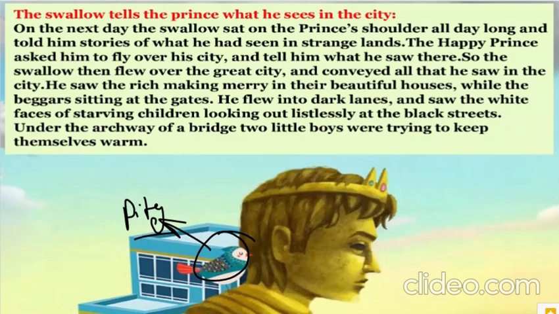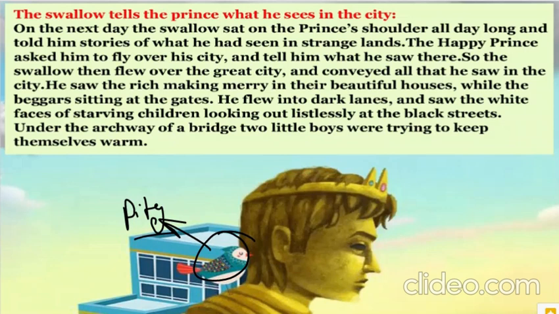So the Happy Prince said, just go, fly over the city, and see if anything is wrong. Okay, so the swallow said, fine, I'll live with you only. So he flew all over the city.